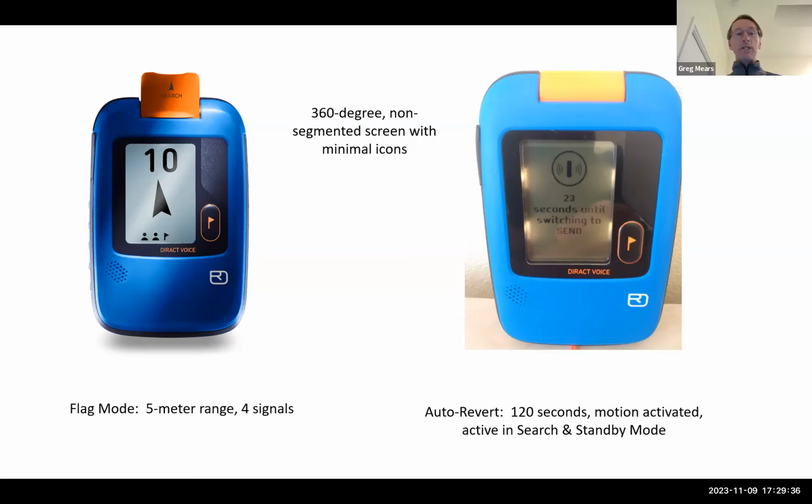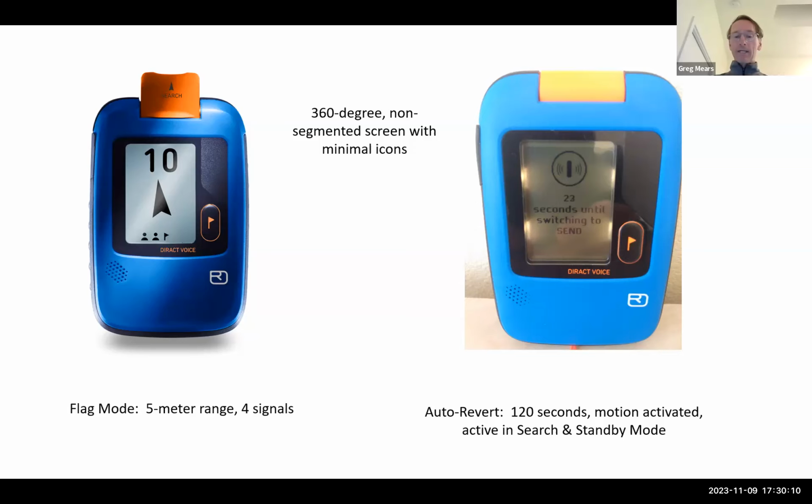A little bit about the screen itself. You might notice how clean and large it is. Again, to the development goal, we wanted to have minimal icons. For instance, we don't show the battery strength on the screen when you are in search mode. There's no need to clutter the screen with that information. It's a non-segmented screen. So you'll see here the directional arrow has almost an infinite 360-degree number of possibilities, meaning it can point backwards, forwards. It's not a set segmented screen.